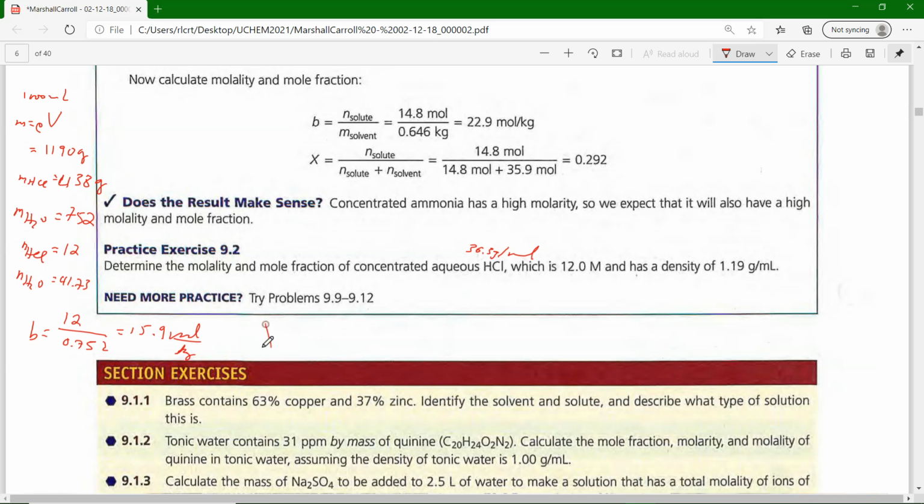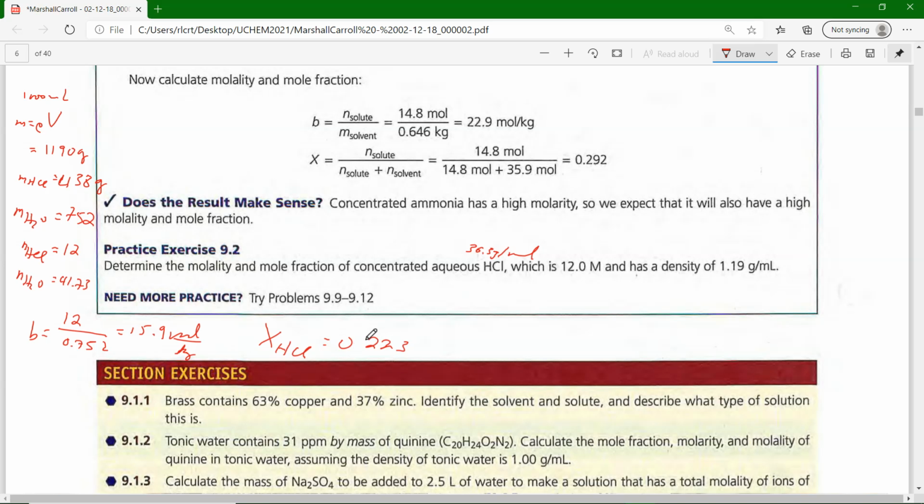And the mole fraction of HCl is the moles of HCl, so 12 divided by the total number of moles, 53.73. That gives 0.223. Okay, so that's how you do that.